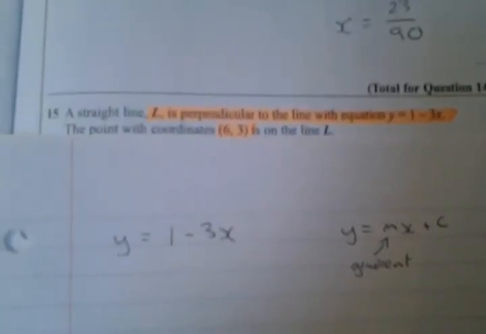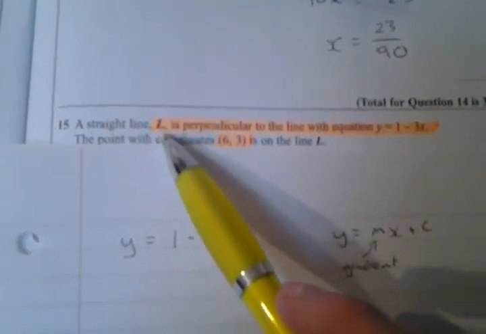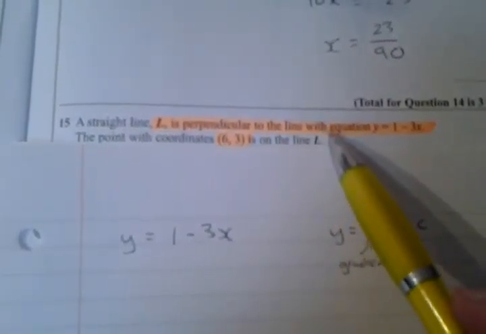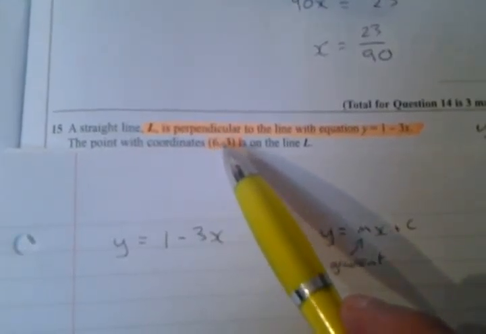Question 15 is a perpendicular lines question. It is asking us to find the straight line L, which is perpendicular to the line with the equation y equals 1 minus 3x, and goes through the point with coordinates 6, 3.